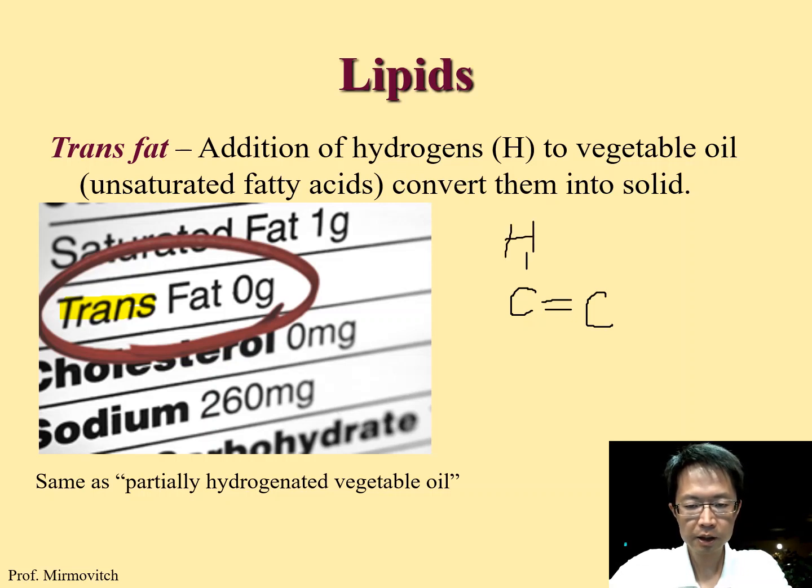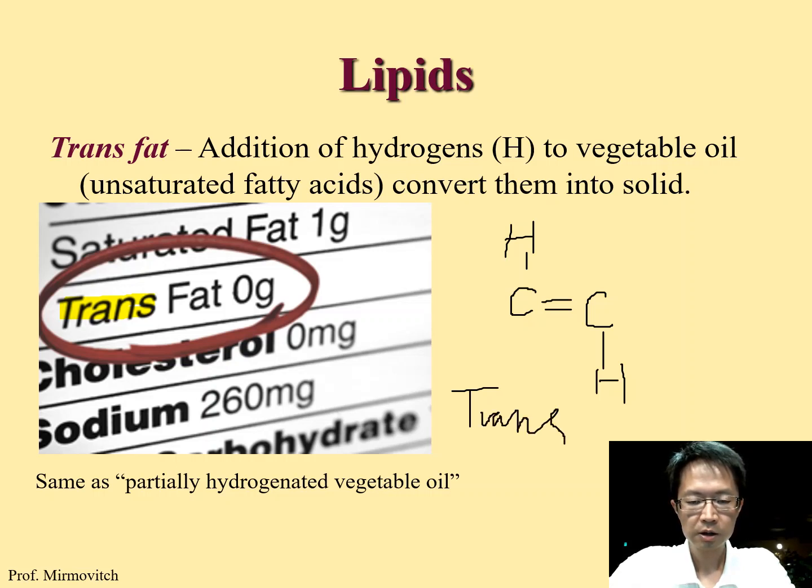You will have a CC double bond if the H is arranged diagonally. If the hydrogen atoms are arranged diagonally, then we call it trans configuration. And this is actually the structure of a trans fat in the unsaturated fat. So the trans fat is basically having this configuration.